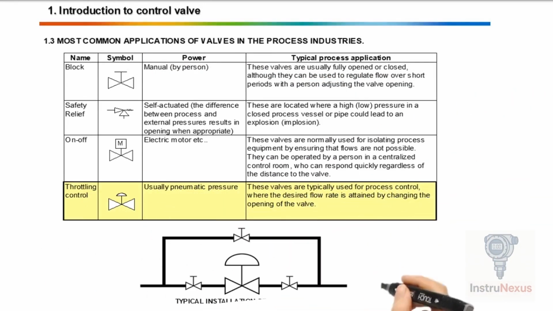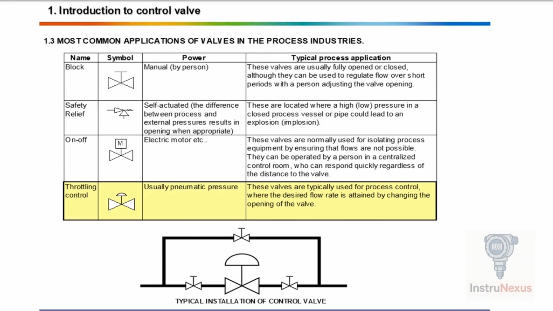And the next one is on-off valves, usually operated by electric motor, air-operated or hydraulic-operated. These valves are normally used for isolating process equipment by ensuring that flows are not possible. They can be operated by a person in a centralized control room, who can respond quickly regardless of the distance to the valve. Throttling control valves are usually operated by pneumatic pressure. These valves are typically used for process control, where the desired flow rate is attained by changing the opening of the valve.